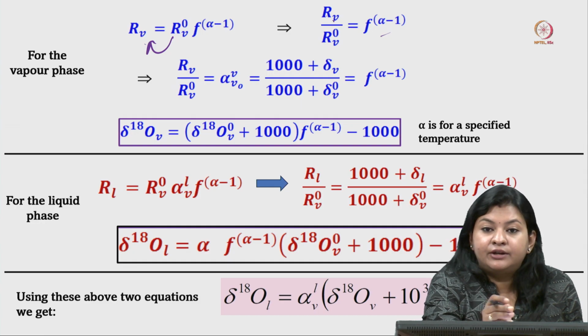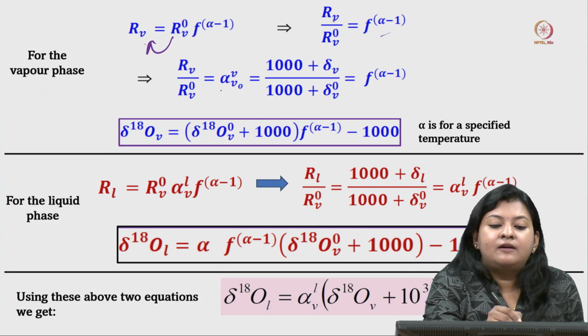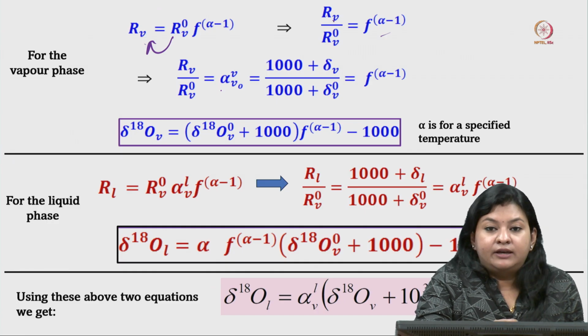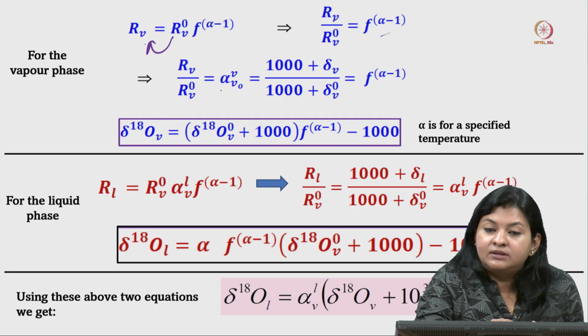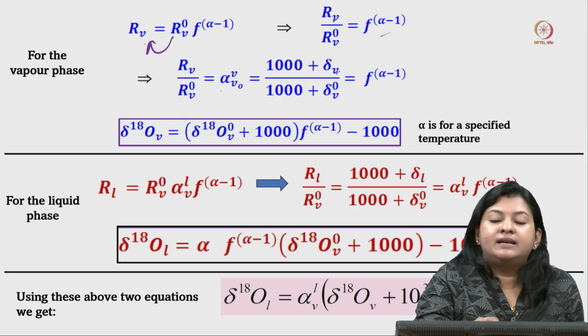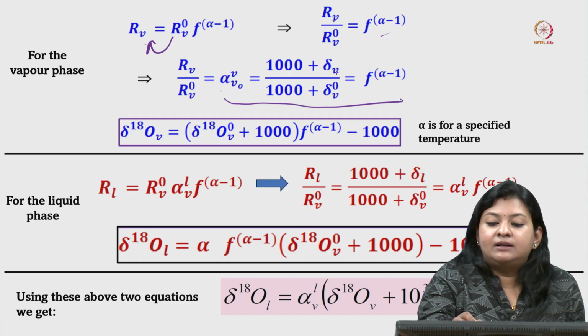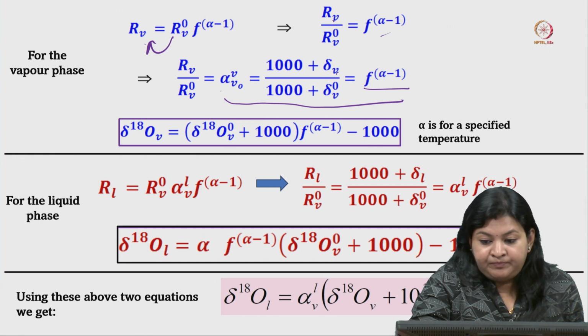It is like writing any fractionation factor. If I write it in terms of alpha, it becomes alpha V by V 0. That alpha, if I write it in terms of delta values, is equal to 1000 plus delta V divided by 1000 plus delta V 0, and this now is equal to f to the power alpha minus 1.